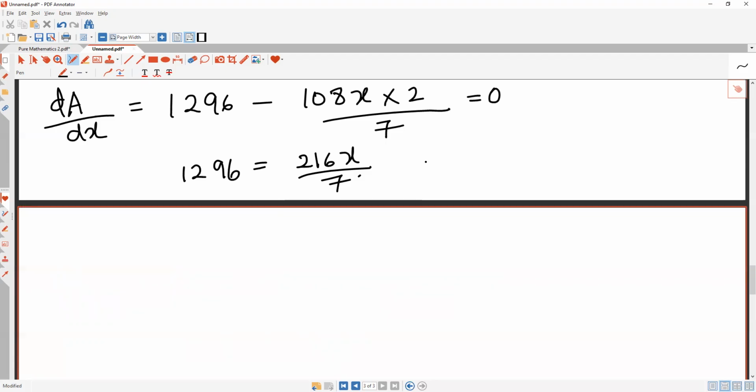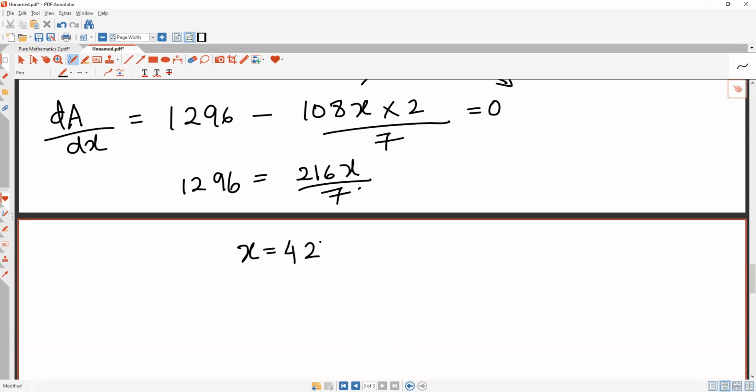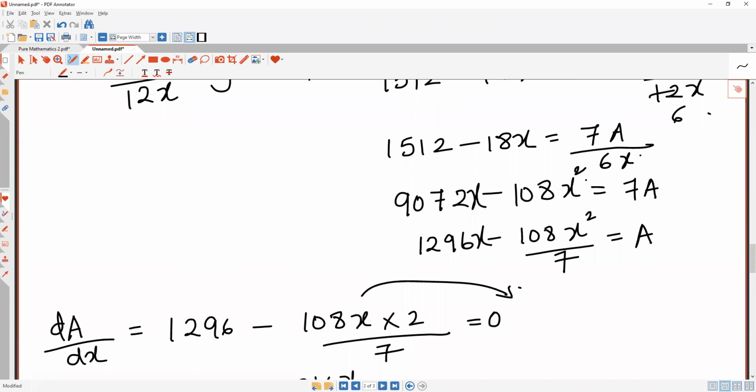Okay, divide by 216. Got the 42. So x equals 42. But that is the x value. They want the maximum area from me. For that, I need the maximum area equation.